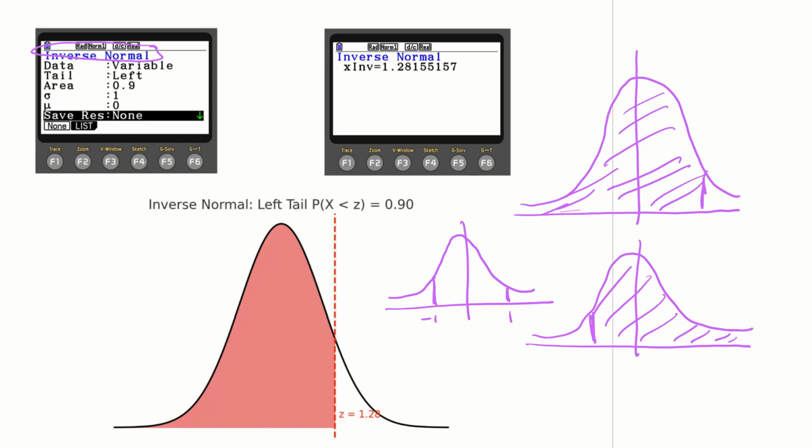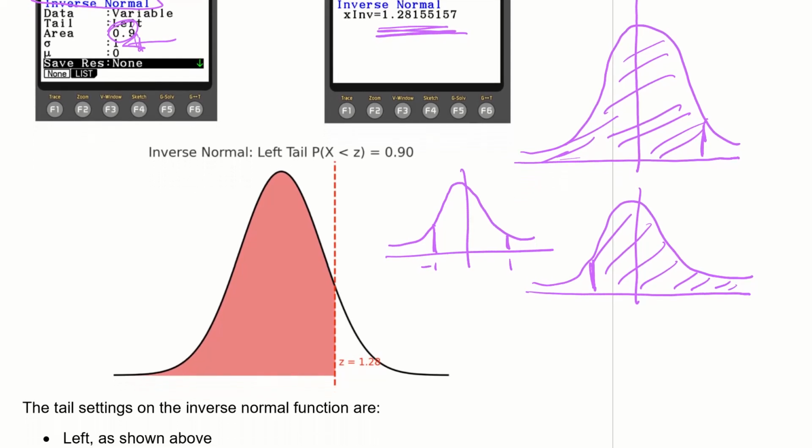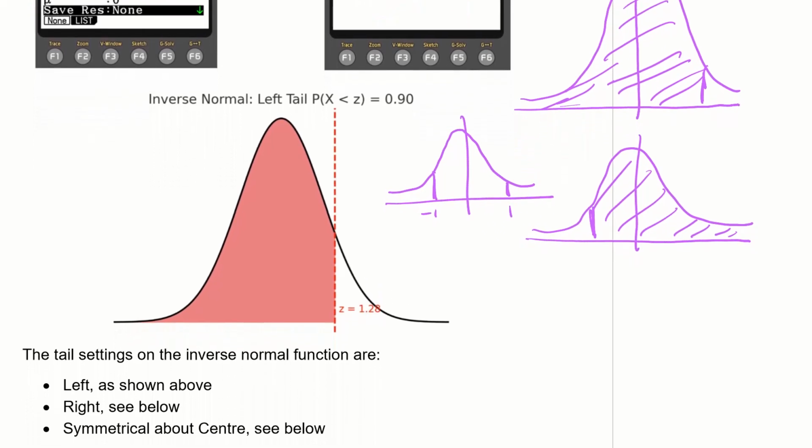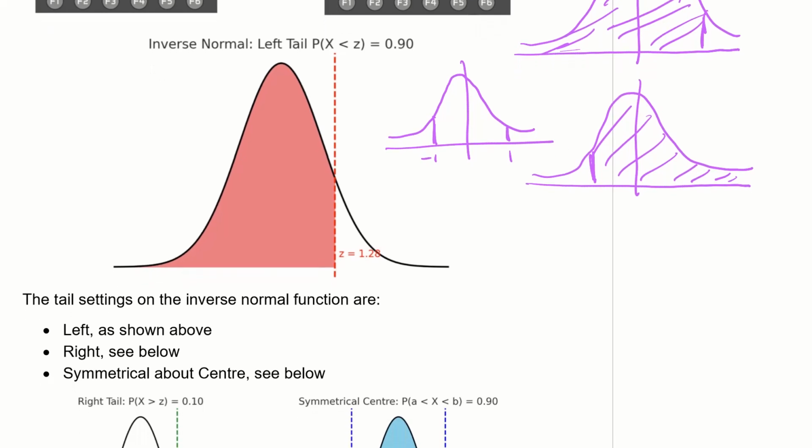So we've got left, we're using a standard normal here. We can see 1 and 0. The area is 0.9, and then you calculate just by hitting execute on your calculator. We'll see this in the examples that follow. And so we have evaluated that our Z here is 1.28.